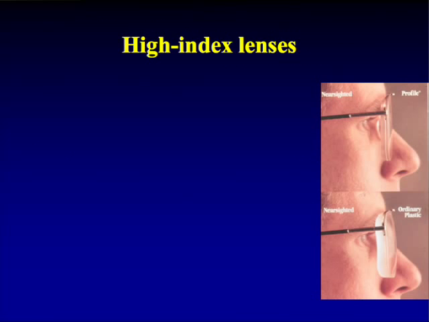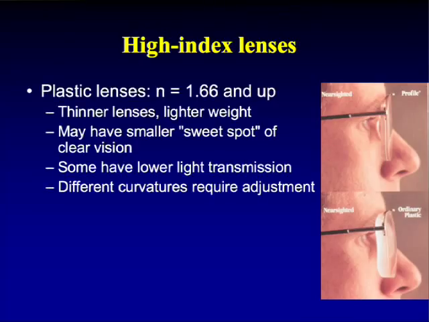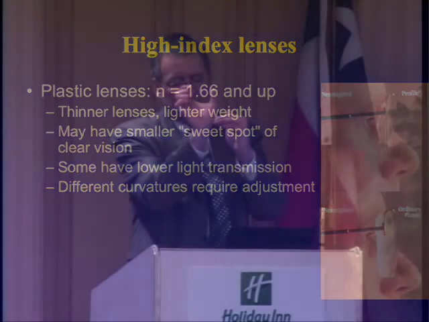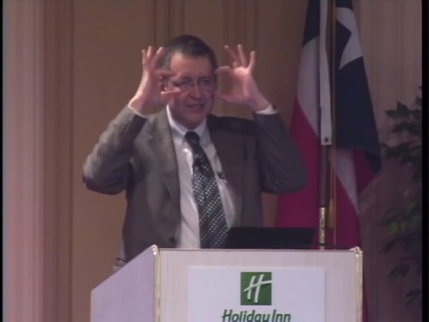Now, what are high index lenses? Well, high index lenses are generally plastic lenses with a refractive index of 1.66 and up. They're thinner lenses and lighter weight. And why is that? Well, remember the equation, D equals n prime minus n over r. Well, r is the curvature, but if n prime minus n is a bigger number, then you don't need as much curvature to get the same diopters of power. So if you need less curvature, then the lenses are going to be less thick at their edges.